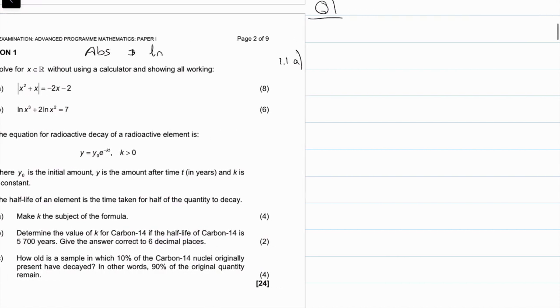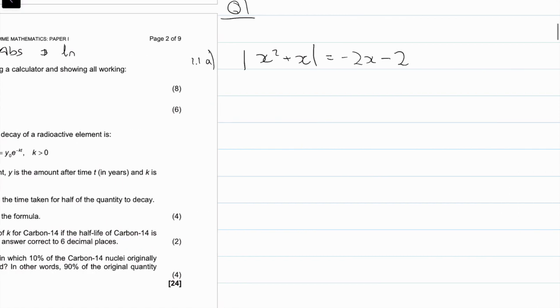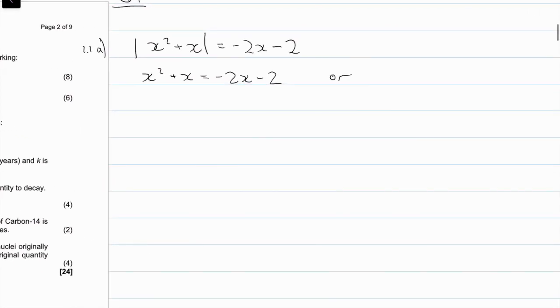Okay, so remember, we're starting with the absolute value of x squared plus x is equal to minus 2x minus 2. Remember with absolute values, we have to take into account two scenarios. The first scenario is where we just drop the absolute value sign, and the second scenario is where we negate it, we put a negative sign in front of the absolute value. So that means we have minus x squared minus x is equal to minus 2x minus 2.